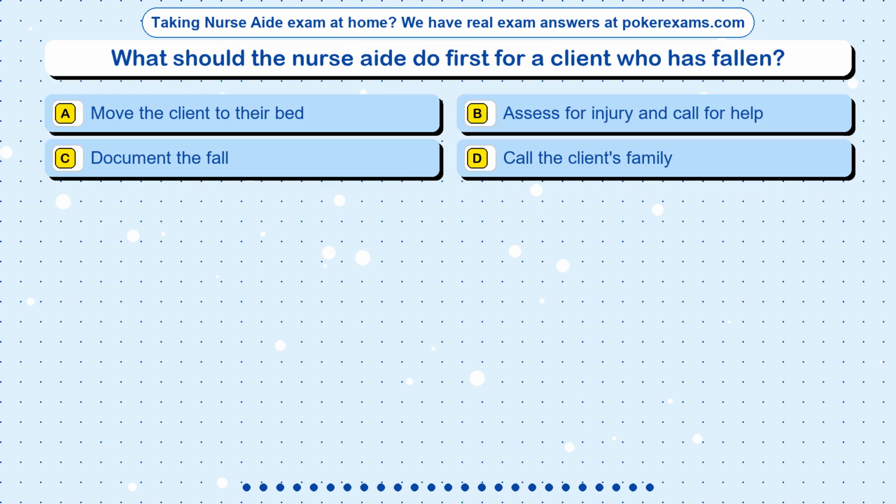Question 4. What should the nurse aide do first for a client who has fallen? Option A. Move the client to their bed. Option B. Assess for injury and call for help. Option C. Document the fall. Option D. Call the client's family.